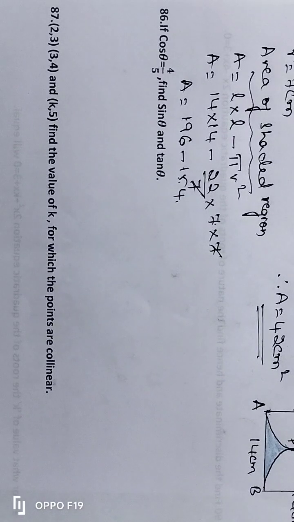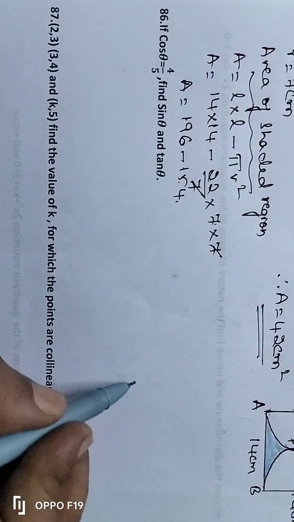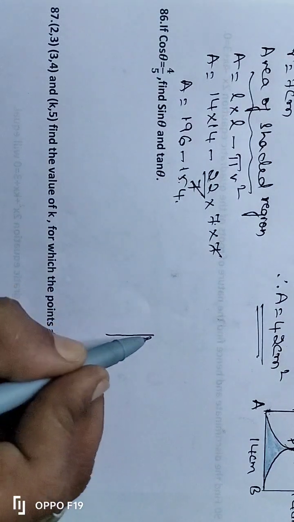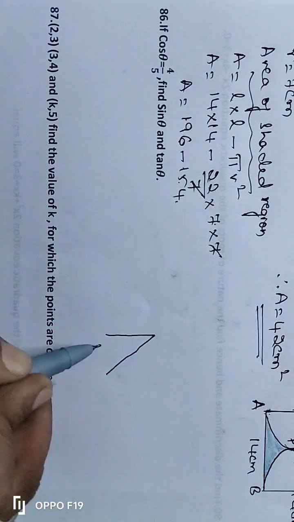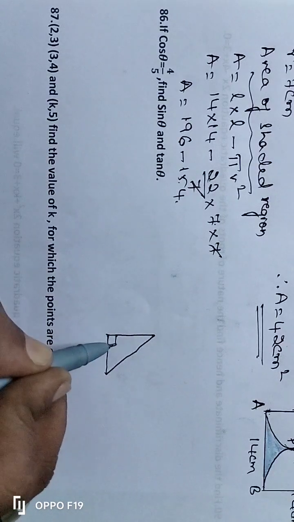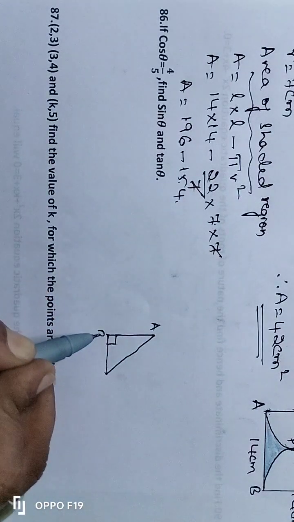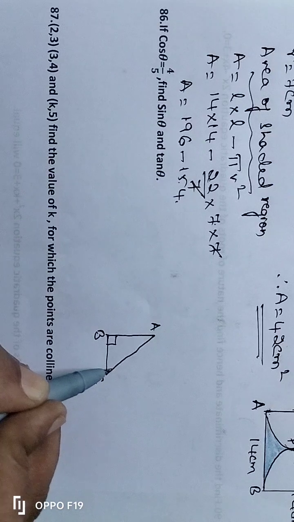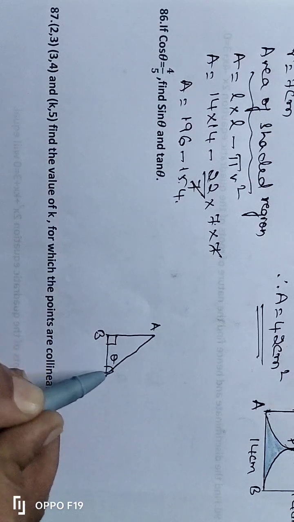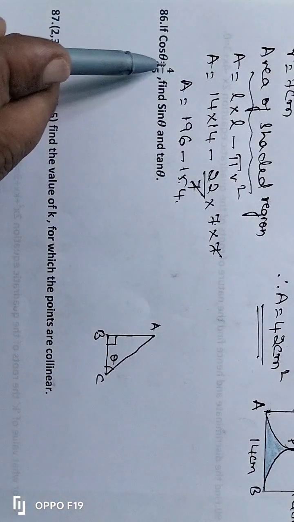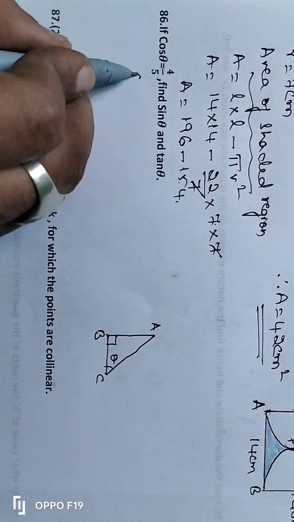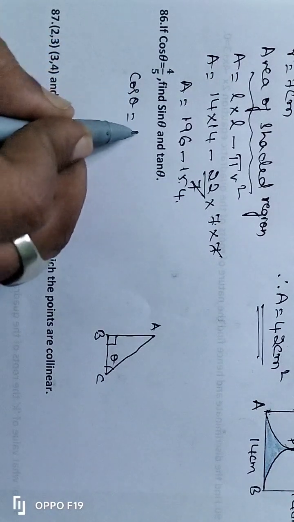If cos theta is equal to 4 by 5, now we have to find out sin theta as well as tan theta. So to find sin theta and tan theta, first you draw a right angle triangle. So in this right angle triangle, I will take C as theta. So what have they given? Cos theta is given as 4 by 5.